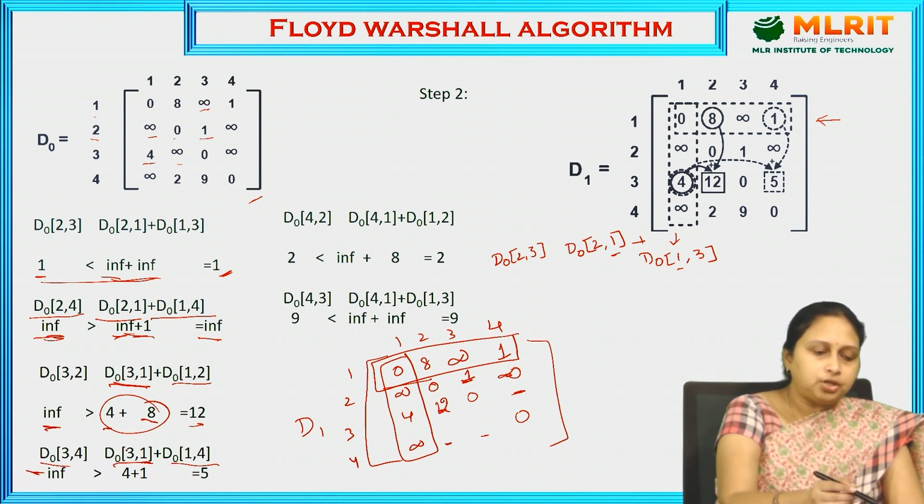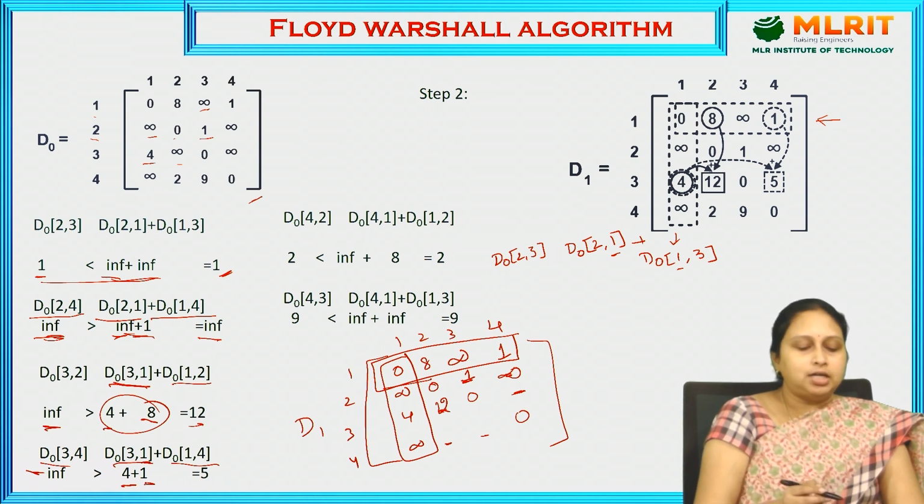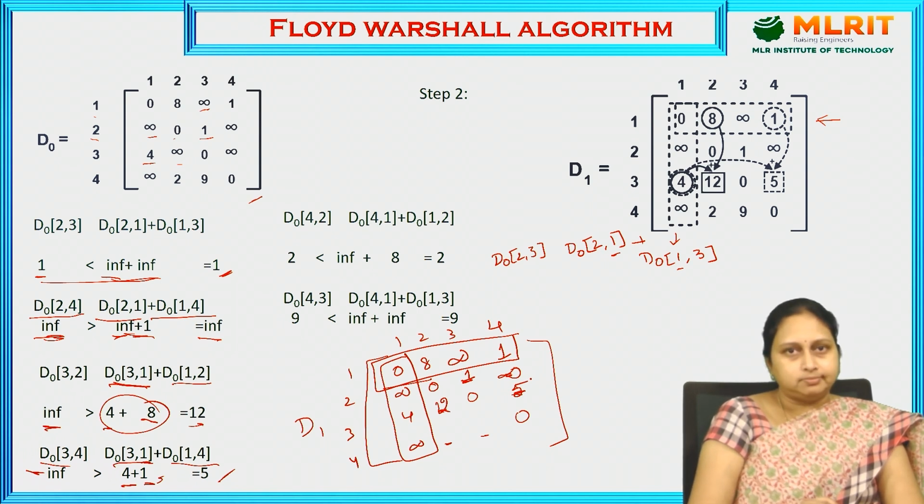And D naught of 3, 1 is how much? 3, 1 is 4 plus D naught of 1, 4 is 1. So it is 5. Infinity is greater than 5. So I am going to consider 5 as my minimum value, and I am going to replace it here with 5.